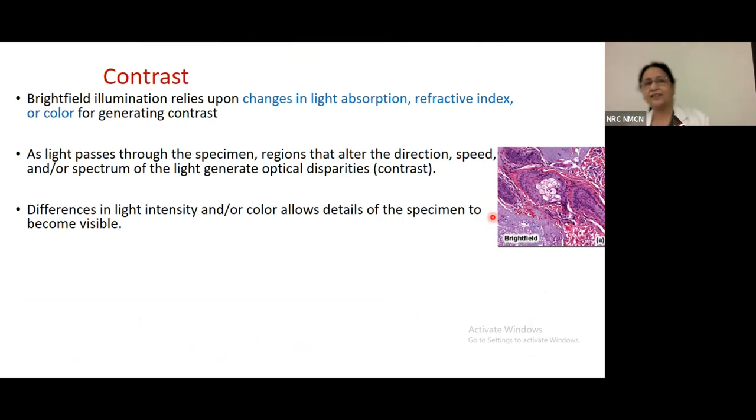The next point is contrast. Bright field illumination generally relies on light absorption, refractive index, and color for generating the contrast. Because as the light passes through the specimen, the regions that alter the direction, speed, and spectrum of the light generate optical disparities, that is contrast. The difference in the light intensity and or color allows details of the specimen to become visible. Here you can see, some are light, some are dark, the colors are different.